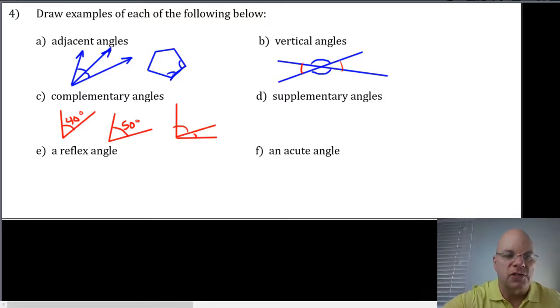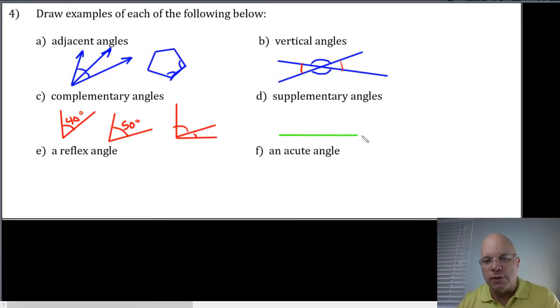Supplementary angles have a sum of 180. Two angles with a sum of 180, you can draw those by drawing a straight line and then just drawing a ray coming off of that line, because then this angle is supplementary to this angle. You've seen examples of that in some of the problems earlier on the exam.